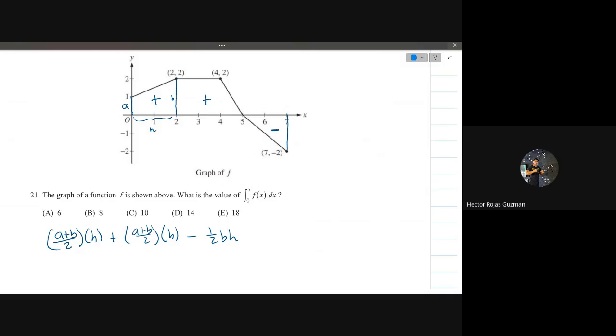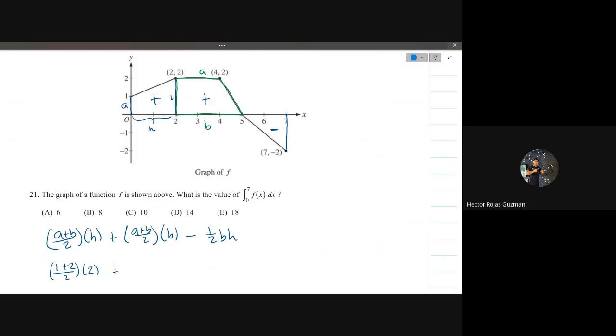So A is 1, B is 2, divided by 2 times the height, which is 2. The second trapezoid has an initial height of 2, a final height of 2. Oh, wait, no, let's be really careful with that second trapezoid. That second trapezoid is not slanted. It's a regular looking trapezoid. So in this case, this is A, this is B, and the height is that. Oh, really careful, it almost got me.